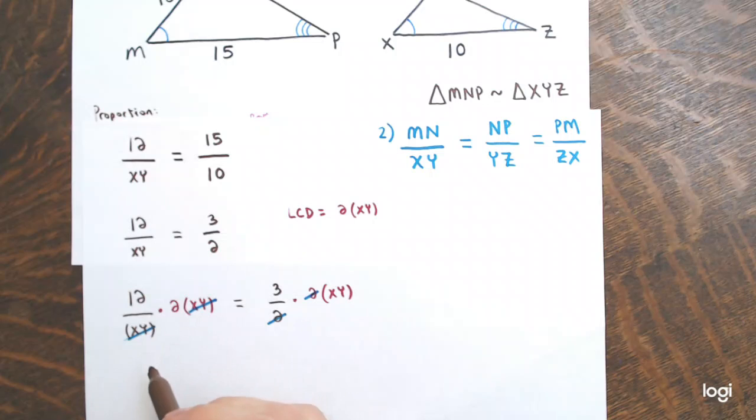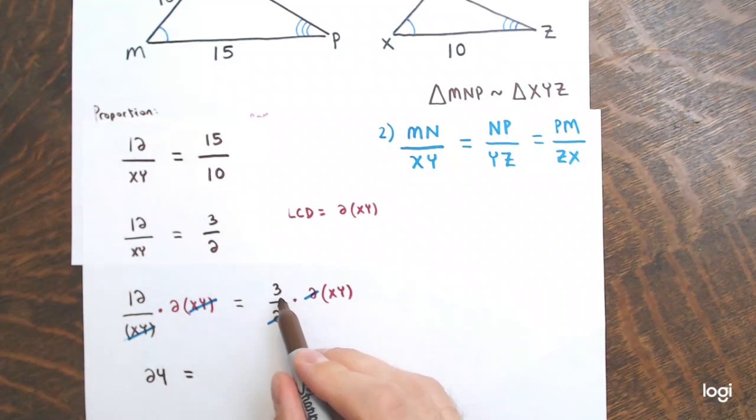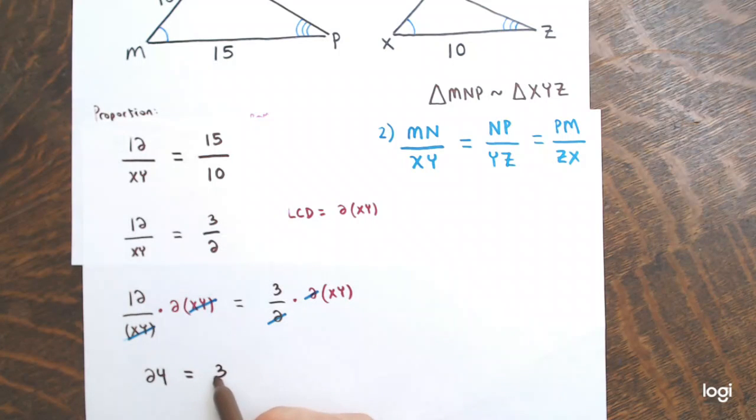Alright, so we have 24, 12 times 2 on the left, equals, and then 3 times the length of XY on the right. And then to get the length of XY alone, I need to get rid of this times 3. Right? So we divide by 3.